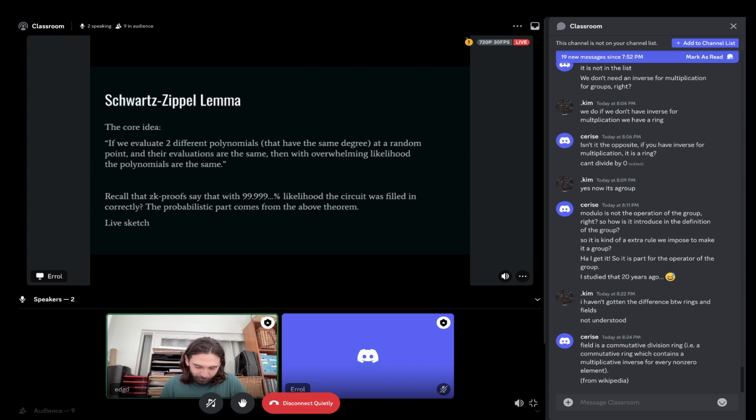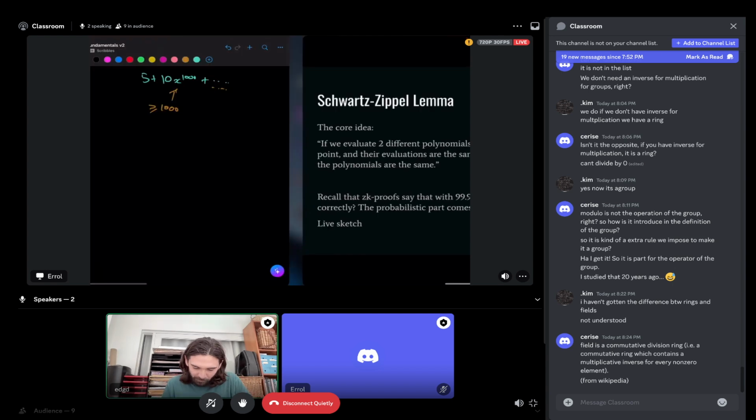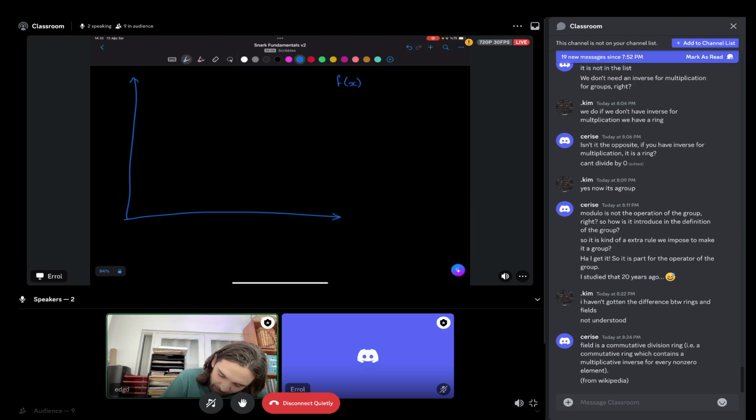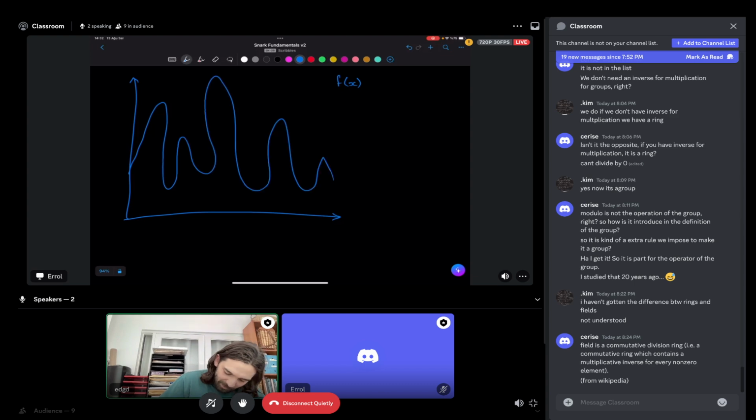So the intuition is, if we sketch out our polynomial, f of x, an arbitrary polynomial, we don't know what it is right now. If we sketch out what it looks like, it will do this sort of thing.